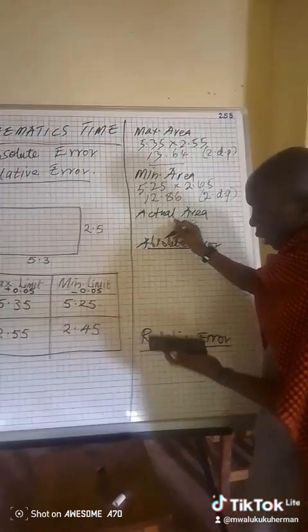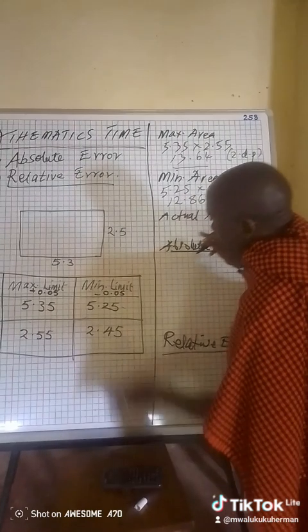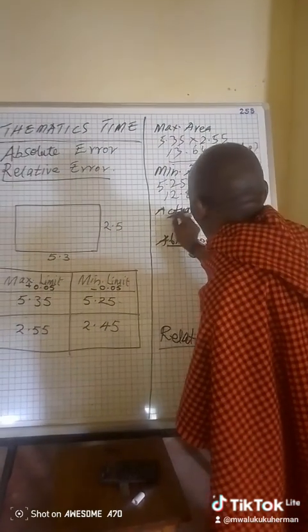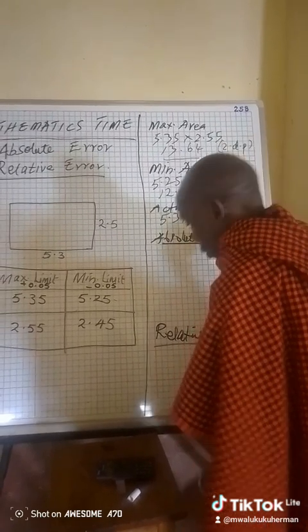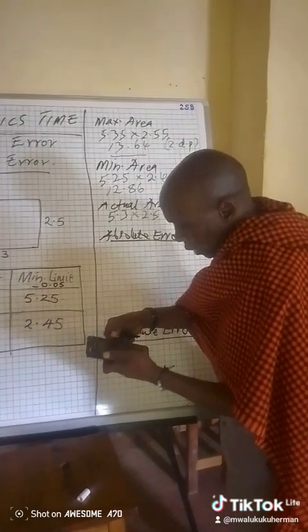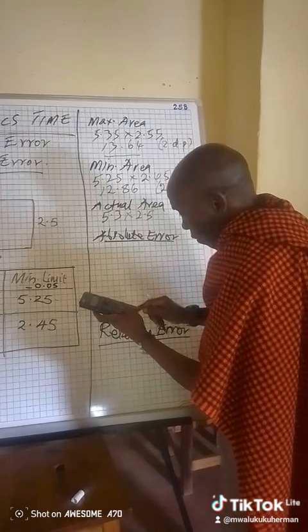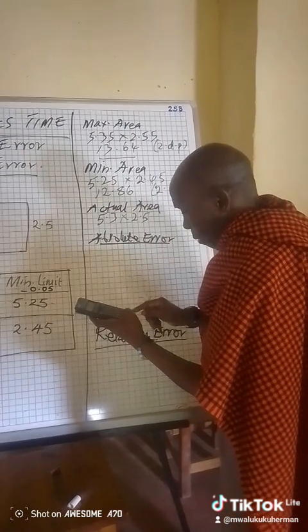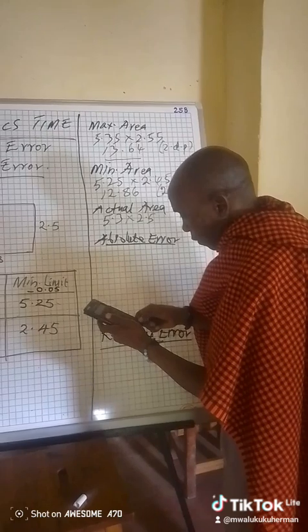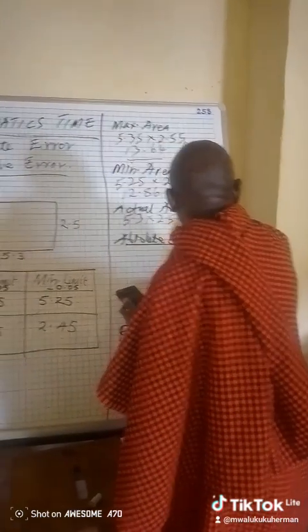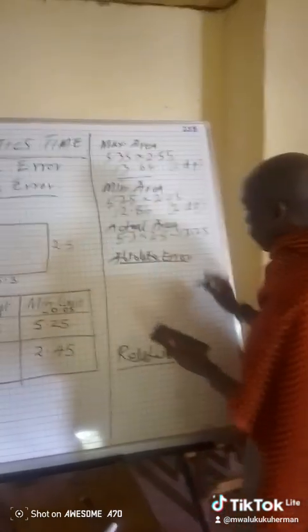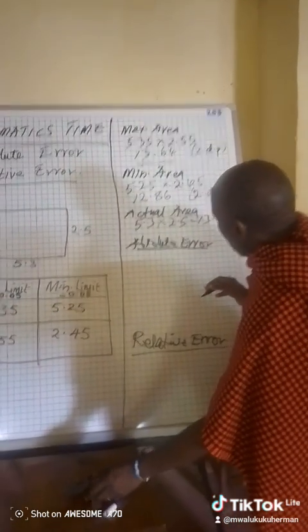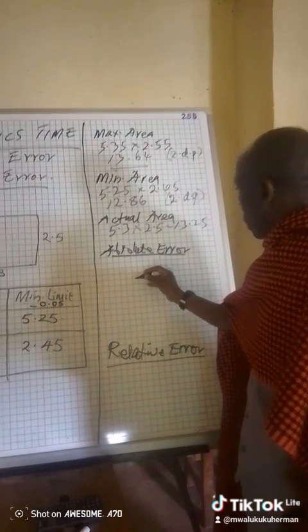Then the actual area, we shall now use the values that were given, 5.3 multiplied by 2.5. Using the calculator, 5.3 multiplied by 2.5, this one gives us 13.25. Then now we shall get the absolute error.